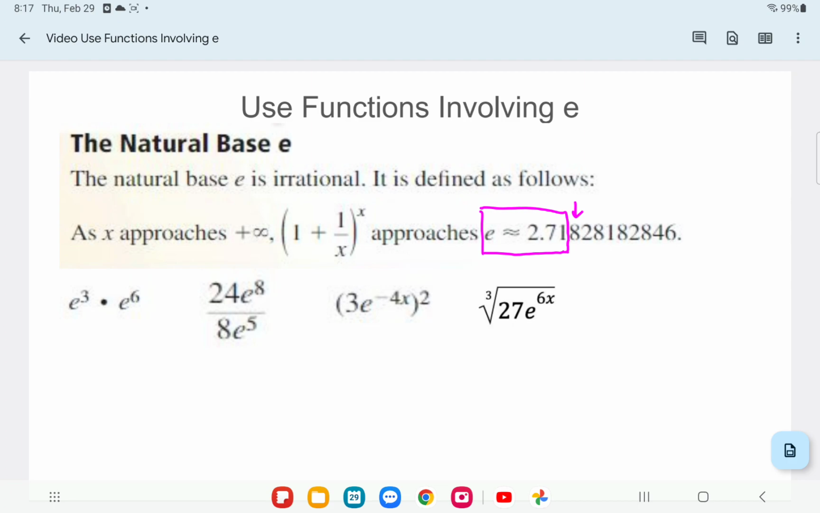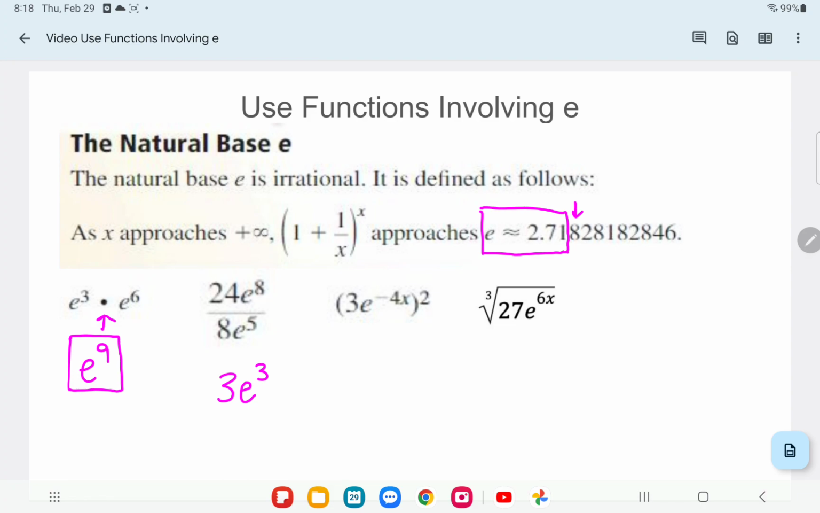But just a quick reminder of exponent rules. Whenever we're multiplying, the exponent rules say that we add those exponents together, so we get e to the 9th. And I would leave my answer like that. But again, because e is actually a number, we can calculate or approximate it by using your calculator. The next one, division. Division property says that we divide the numbers. 24 divided by 8 is 3, and we subtract the exponents. 8 minus 5 is 3, so that would be 3e to the third power.